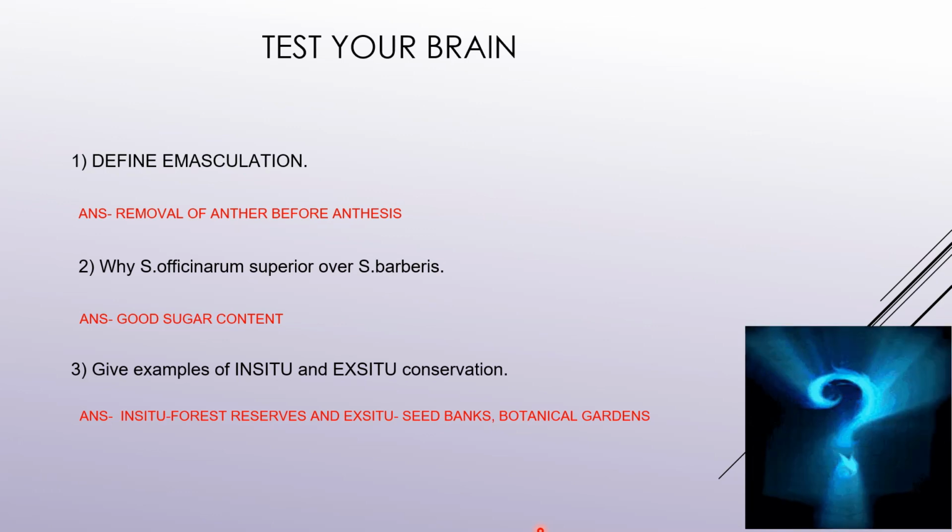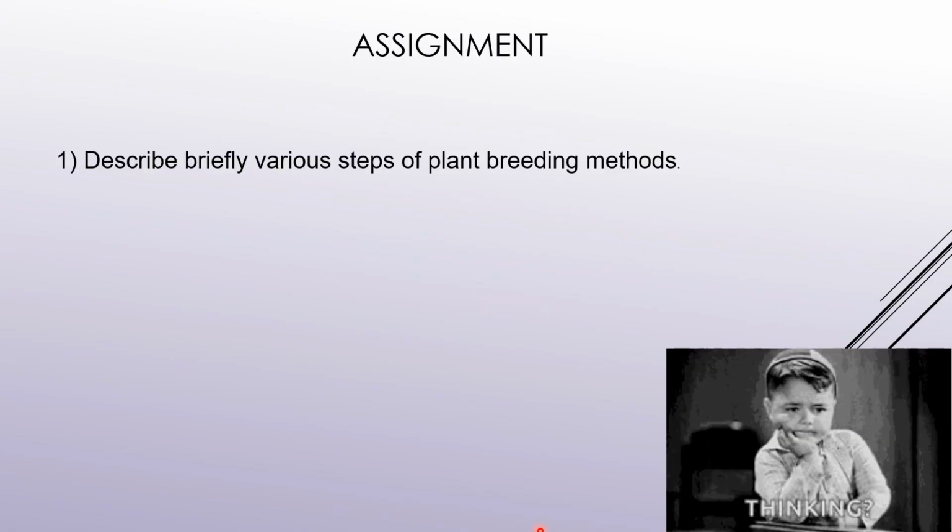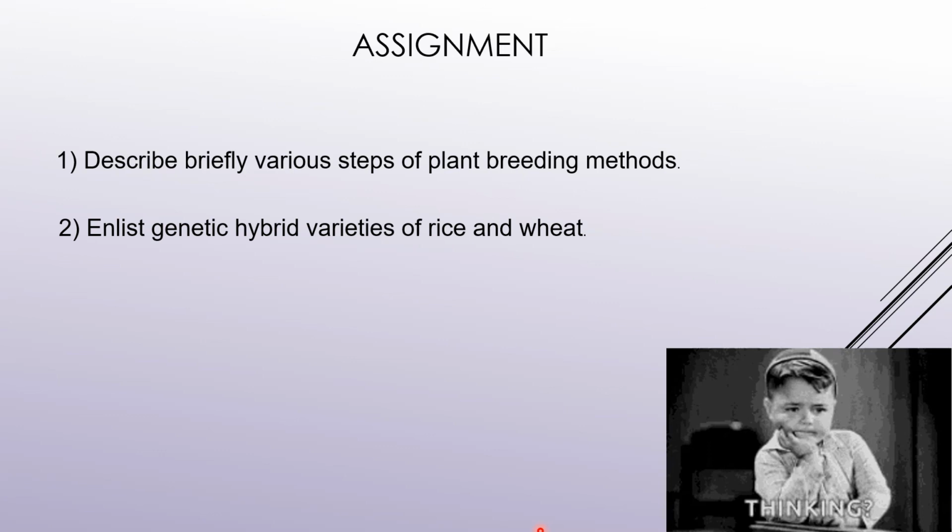Now one of the very interesting parts of this is your assignment. Your very first assignment question is describe briefly various steps of plant breeding methods, and second is enlist genetic hybrid varieties of rice and wheat. Both these assignment questions you are going to write down in a proper note in your notebook, so that it will be very easy to assess and you will also understand what the important points to be written down in the exam. I hope this module was very helpful to you. For this assignment you can refer to your 12th standard textbook for easy access.